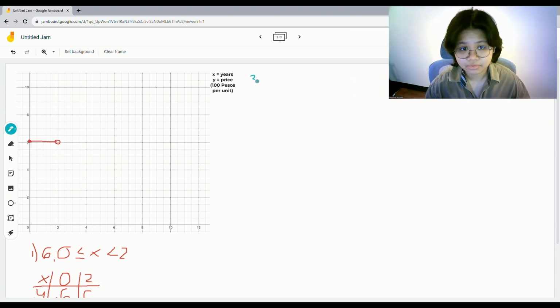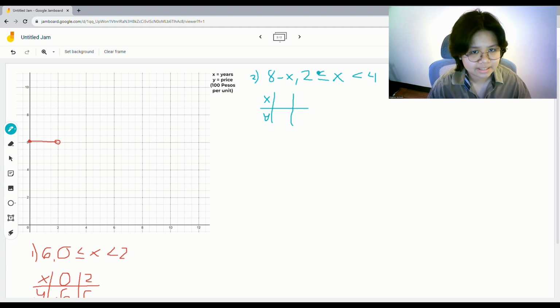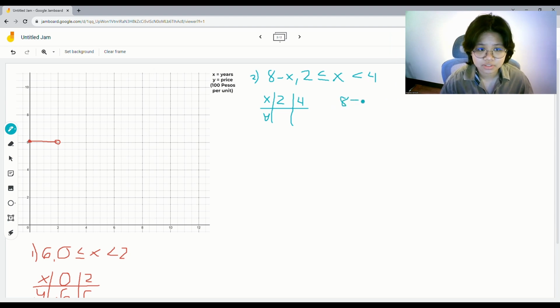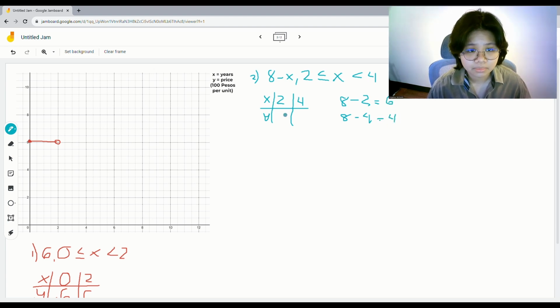So for our second function, we will now solve the equation 8 minus x if 2 is less than or equal to x and x is less than 4. Like the last equation, we will create a table for x and y. Put the given x values, 2 and 4, inside the table. Now, we will be substituting the given x values for the equation. Since our given was 8 minus x, we will substitute it with 2, which answers 6, and 4, which will answer the number 4 also.